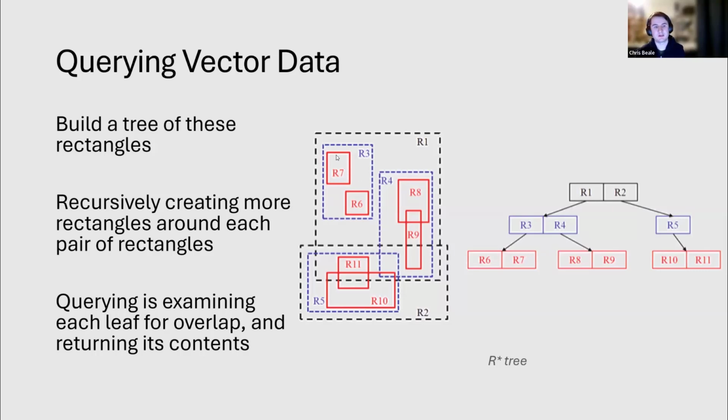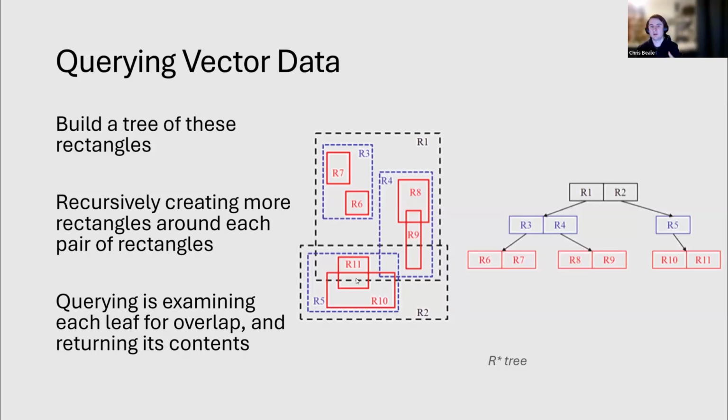So if we think about this red rectangle R7 here, it sits in a pair with R6, which is described by this blue box. And that blue rectangle sits next to this other blue rectangle R4. And that all sits inside of a rectangle called R1. So we've defined a way of saying, I can take this data that I have and build some sort of tree out of it. And once we have a tree, we can query it.